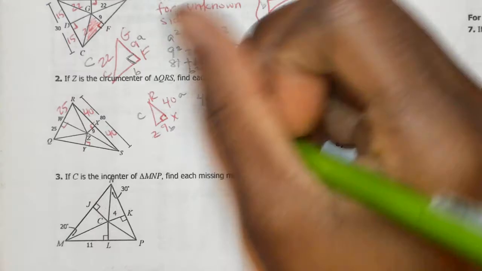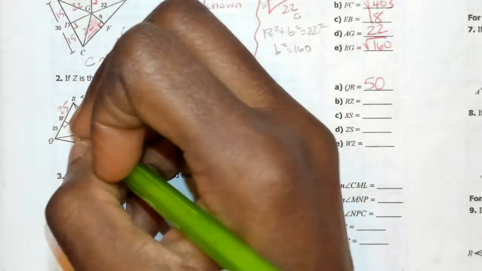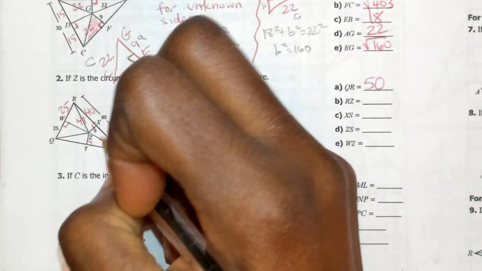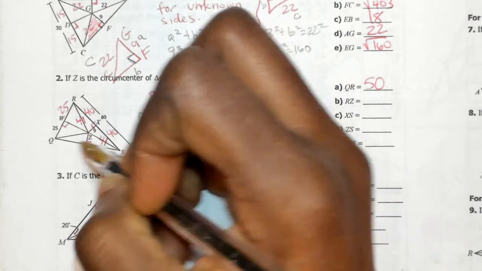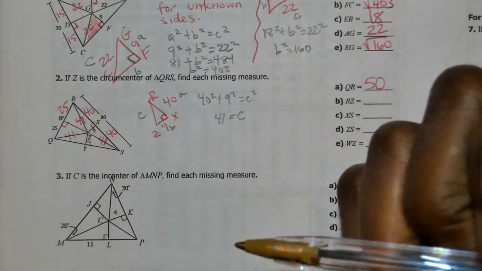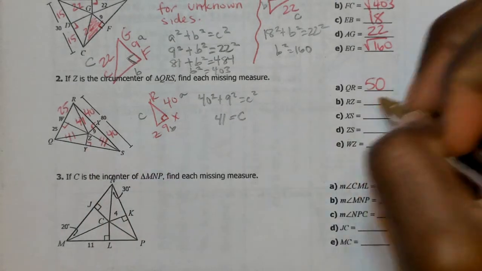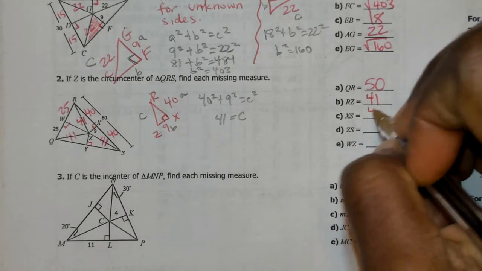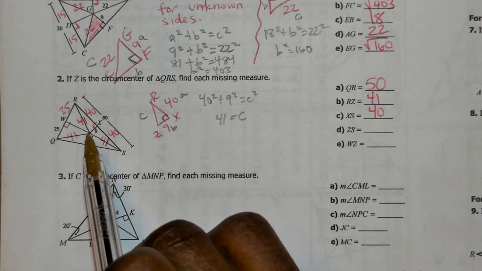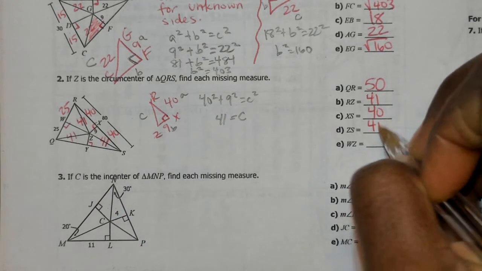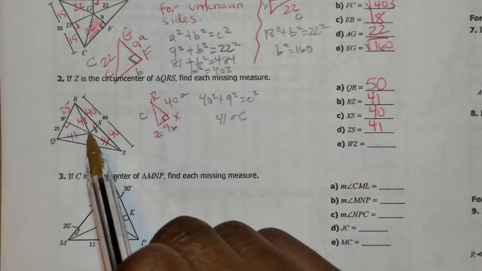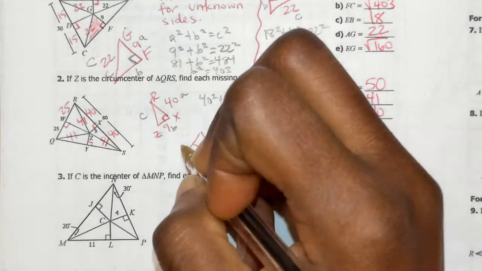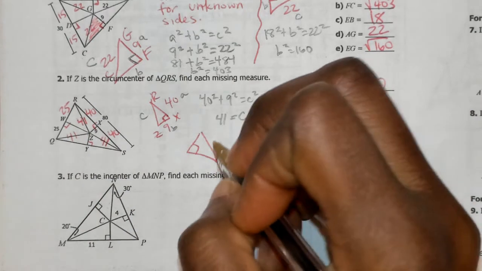Okay, if you do all the math out, you get that C is equal to 41. So that means that RZ is 41. It also means that ZS is 41 because it's a segment connecting the circumcenter to the edge, and QZ is 41. Okay, so 41. XS is 40. We already had gotten that. ZS, these letters are so close to each other. And then WZ. We don't know WZ. So we have to do the Pythagorean theorem again. And we can either use the top or the bottom triangle, but they're the same numbers.